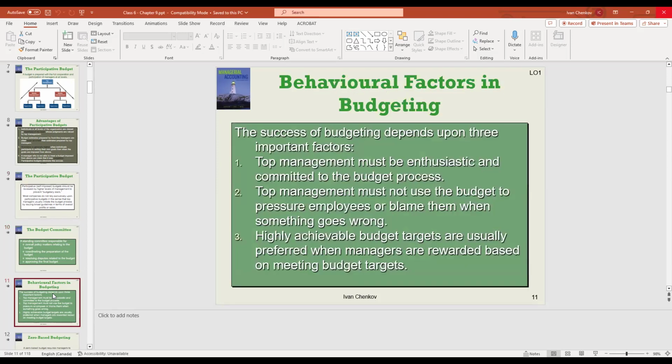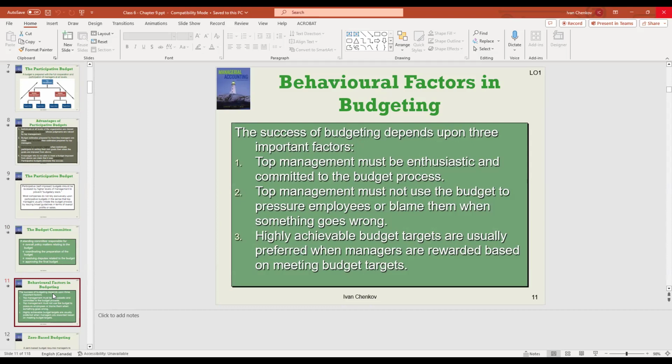So, the successful budget. In order to be successful in preparation of the budget and implementation of the budget, we have to have in mind three important factors. Probably there are more, but let's stop at only three. First one is the top manager must be enthusiastic and committed to the whole process. Second, the top manager must not use the budget to pressure the employees or to blame them if something goes wrong.